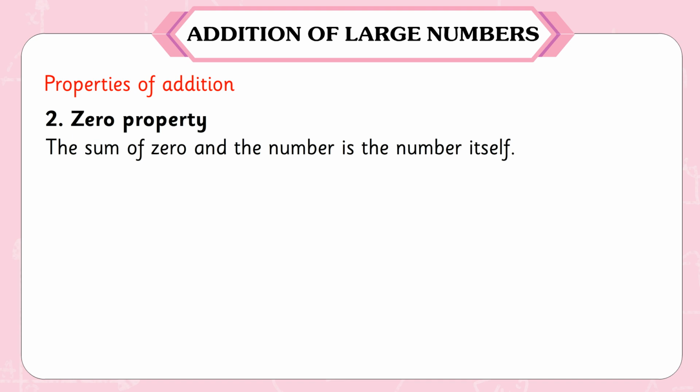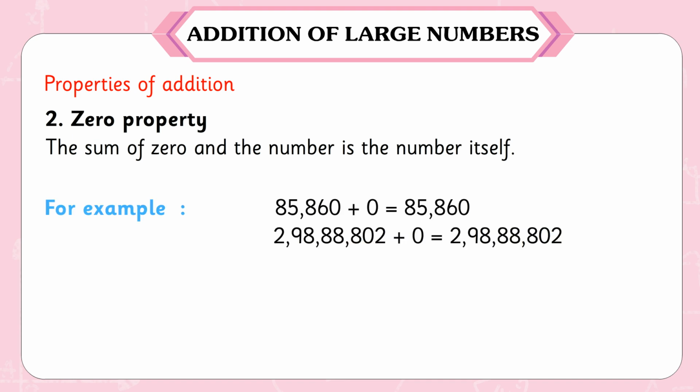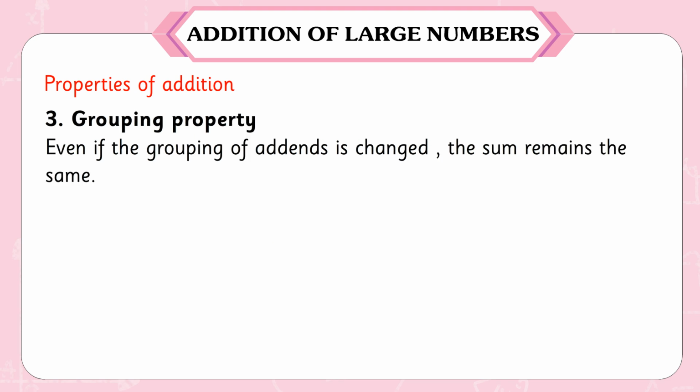2. Zero property. The sum of 0 and a number is the number itself. For example, 85,860 plus 0 is equal to 85,860. 2 crore 98 lakh 88,802 plus 0 is equal to 2 crore 98 lakh 88,802.